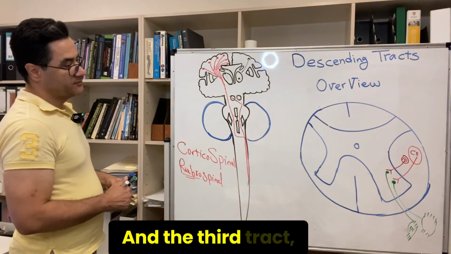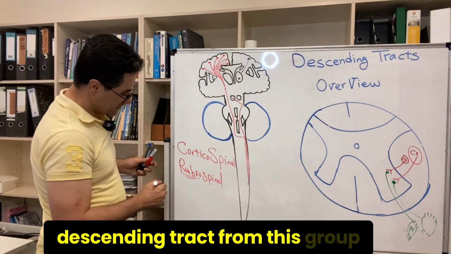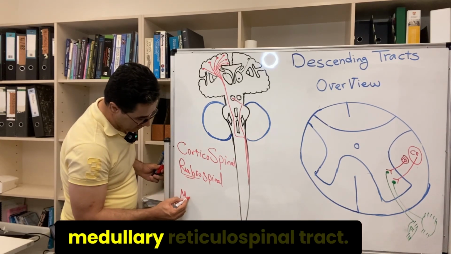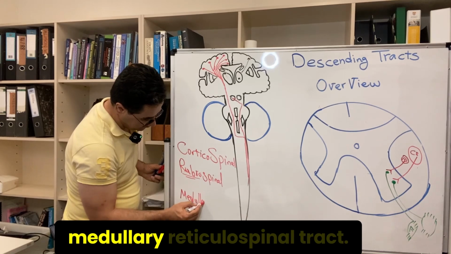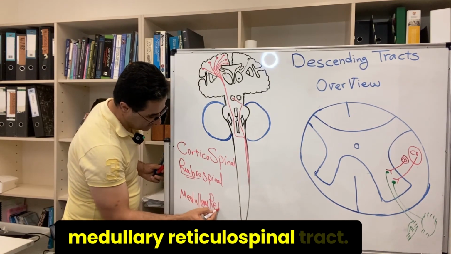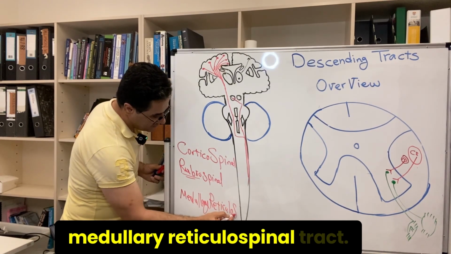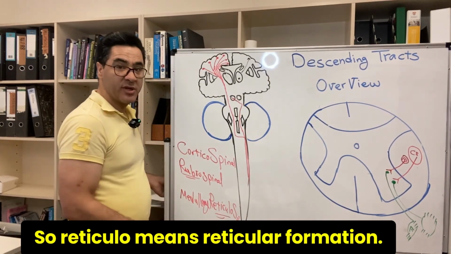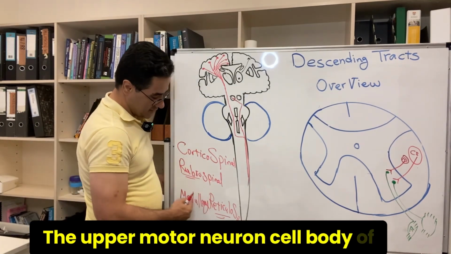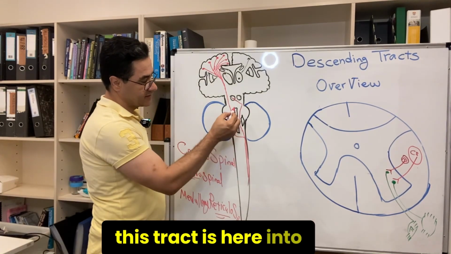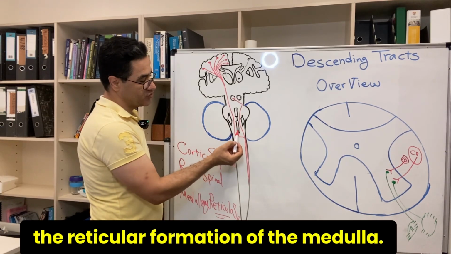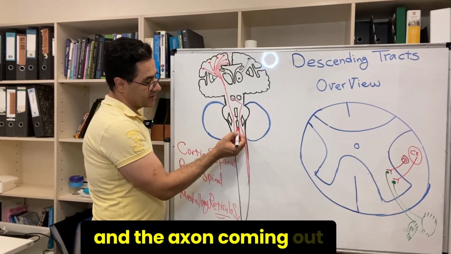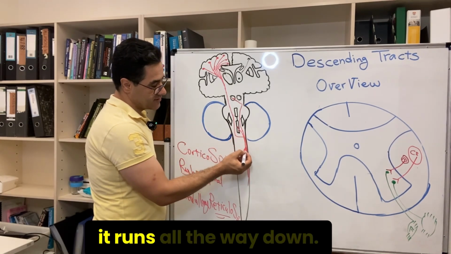And the third descending tract from this group is the reticulospinal tract. So we have the medullary reticulospinal tract. Reticulum means reticular formation. The upper motor neuron cell body of this tract is here in the reticular formation of the medulla. So imagine that it's here and the axon comes out without any decussation, it runs all the way down.